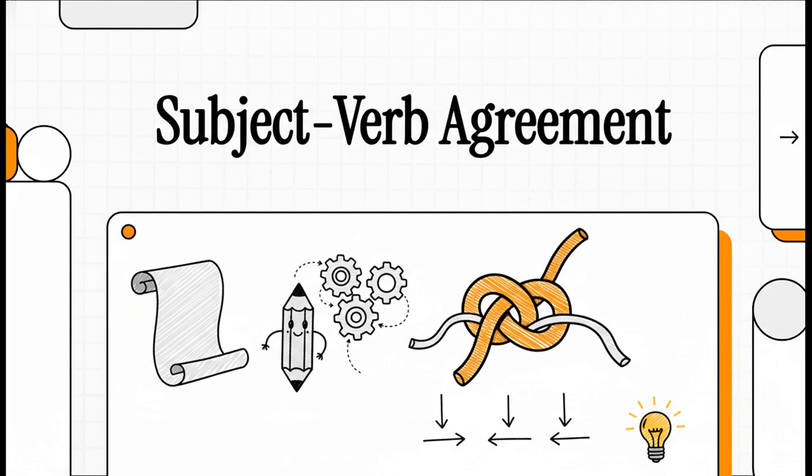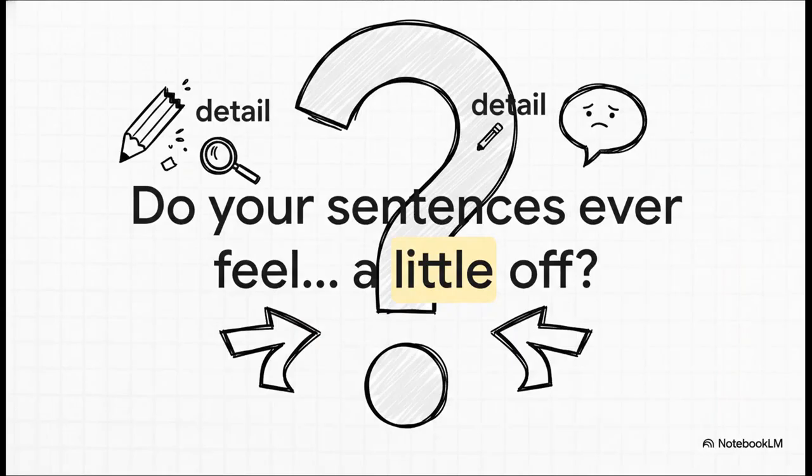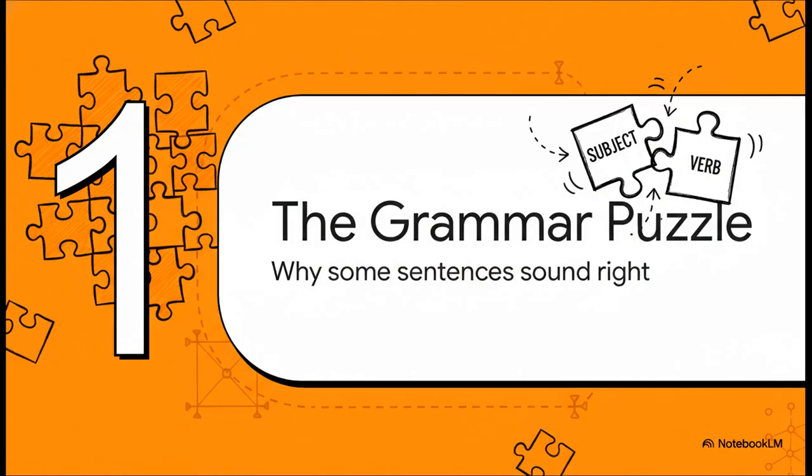We'll take it nice and slow, step by step, and I promise by the end of this, you're going to feel so much more confident about it. You know that feeling, right? When you write something down or maybe say it out loud and you just kind of pause and think, that doesn't sound quite right. Well, it happens to all of us, and it's usually because of one tiny but super important detail. So let's think of this as a fun little grammar puzzle.